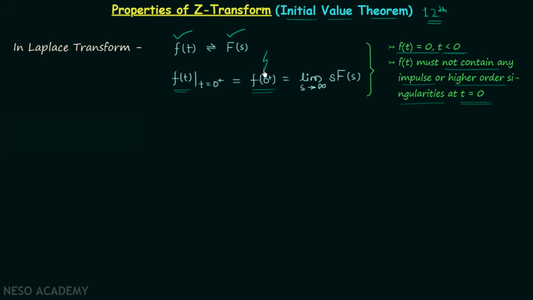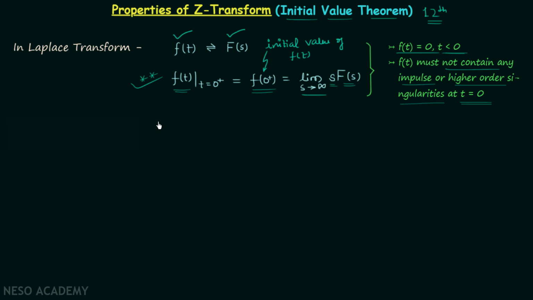f(0+). This is the initial value of signal f(t), and we can have it by taking the limit s tending to infinity of sF(s). So multiply s to the Laplace transform F(s) and then apply limit s tending to infinity. You will have the initial value of signal f(t). So this is known as the initial value theorem in Laplace transform, and you can see the two conditions which must be satisfied to use this theorem.